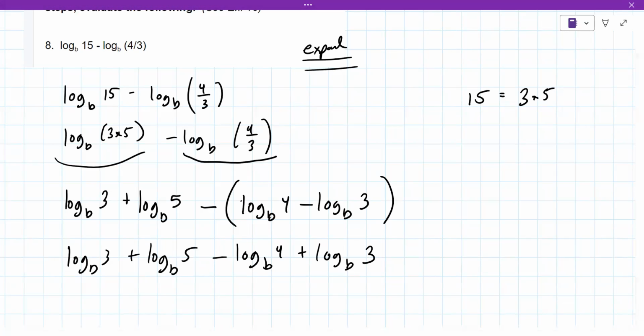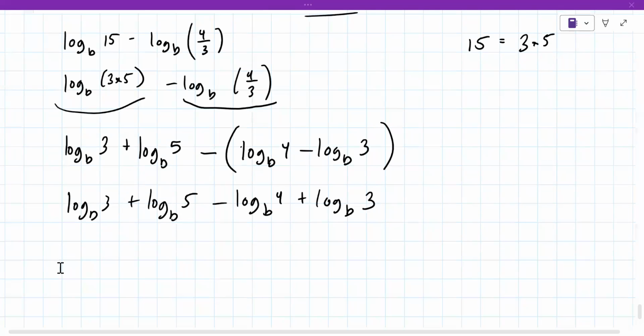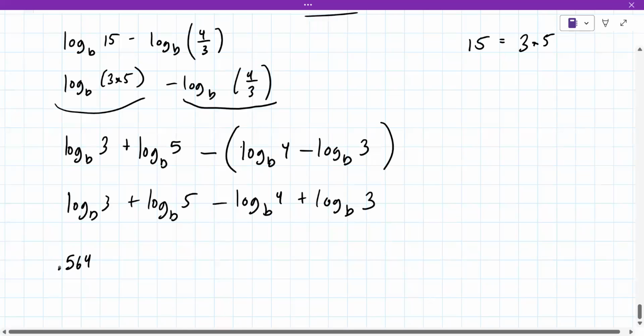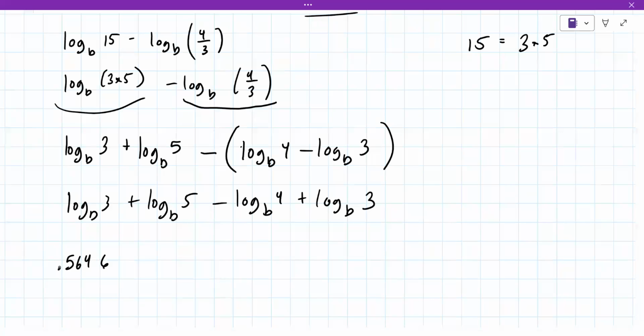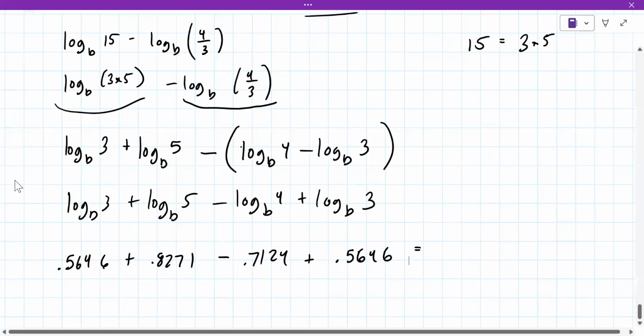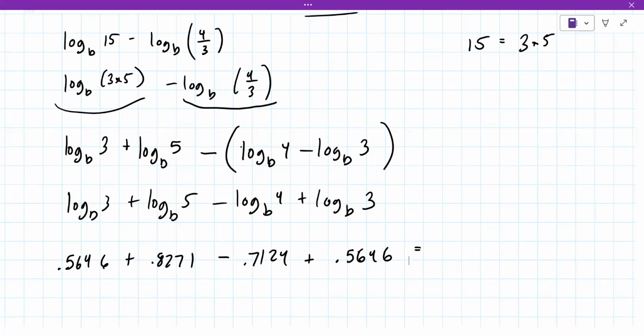All right, now we're going to use the given values. So log base b of 3 is 0.5646, plus 0.8271, minus 0.7124, plus 0.5646. The only thing to do from here is to go to the calculator and determine that value.